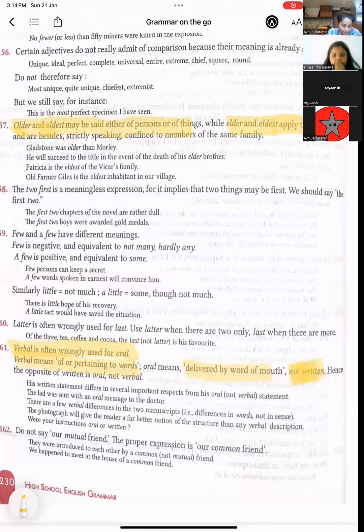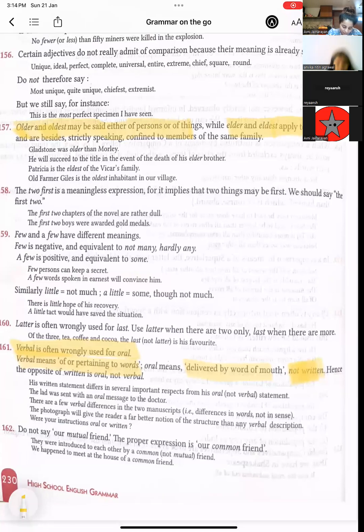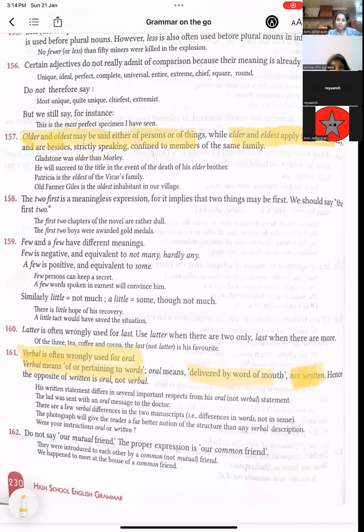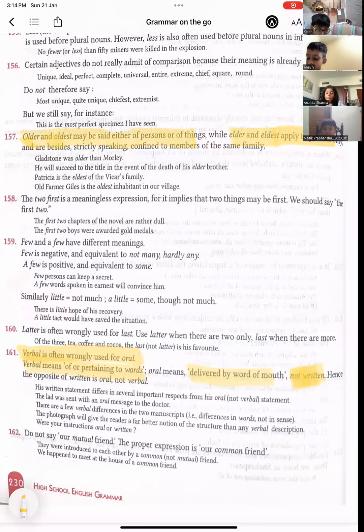Try to understand. 162. Do not say "our mutual friend." The proper expression is "our common friend." Okay? Got it? We always have mutual friends on Facebook and Instagram, social media. They always write it, mutual friends. But actually it's common friends.